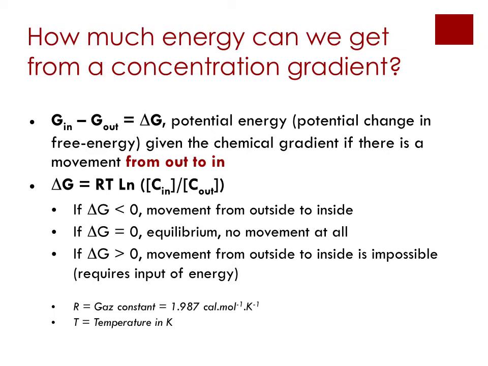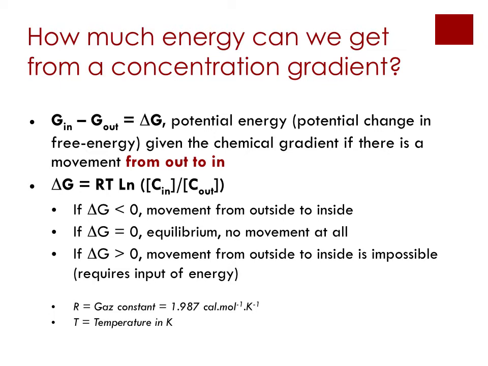So you know the concentration of the solute inside, you know the concentration of the solute outside, you make the ratio, you ln the ratio, and then you multiply it by R and T. This gives you the delta G, or the difference in energy between the solute inside and the solute outside.